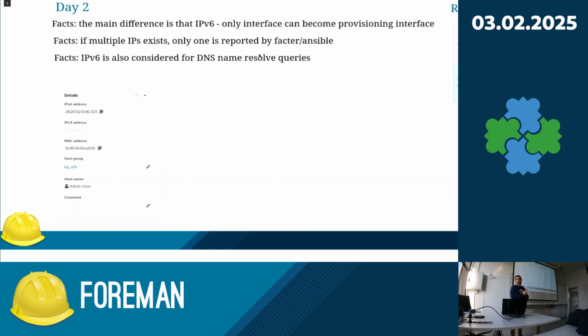So facts. In IPv6 we have actually modified the way the facts are read from fact reporting, and we now allow the provisioning interface to be IPv6 only. Before that, the provisioning interface had to have an IPv4 address. Now it can actually work with IPv6 only addresses, and it will work.